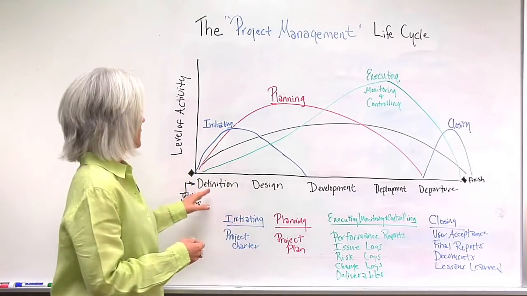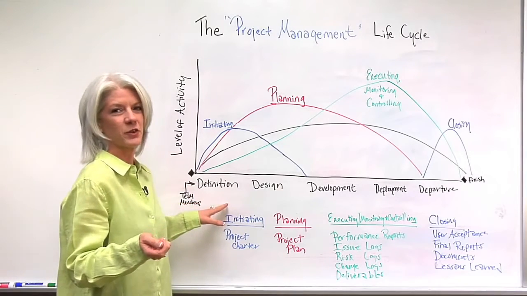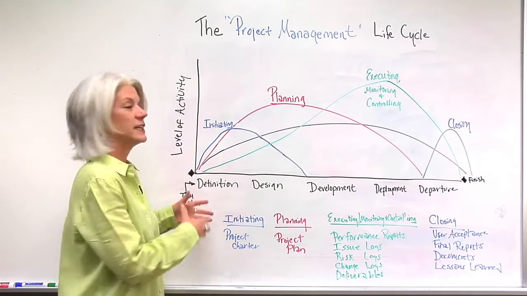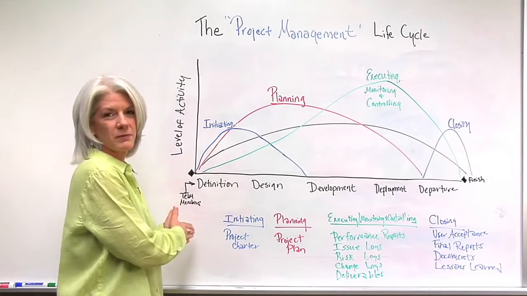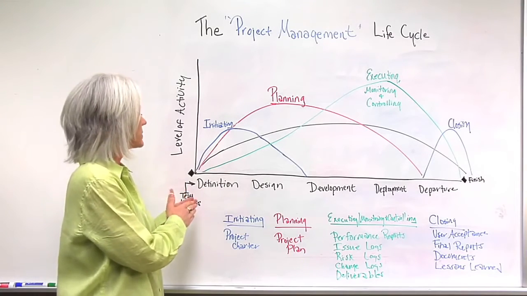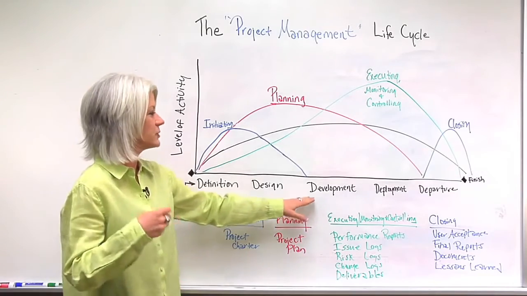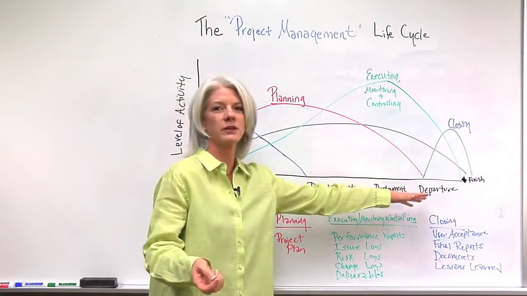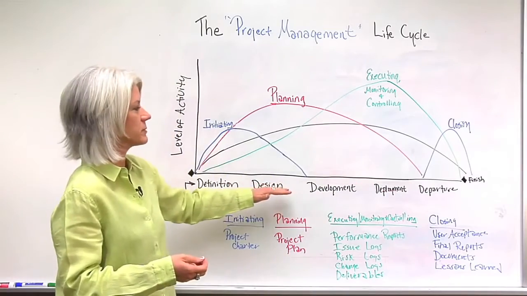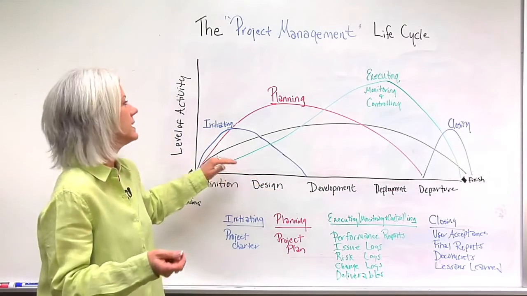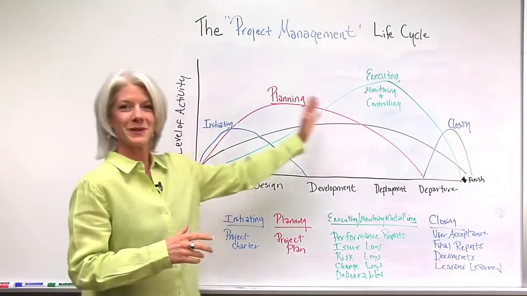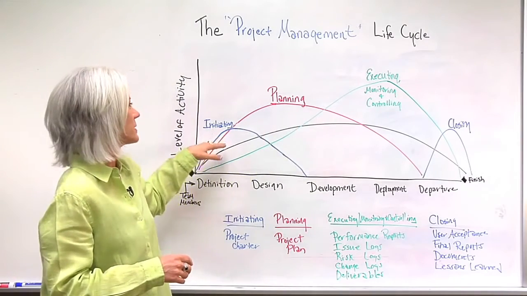So if we first take the delivery process, it is what your team members are primarily engaged in. The team members are doing the definition, the design, the development, deployment, and departure of the main parts of the project. So that's the delivery. Then you are doing the rest of the stuff. So there's a lot going on for the project manager.